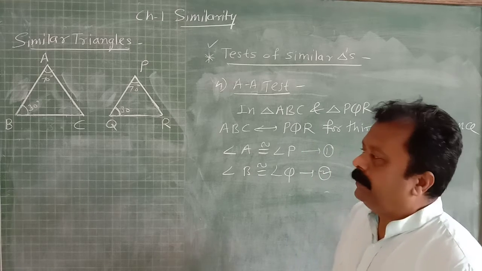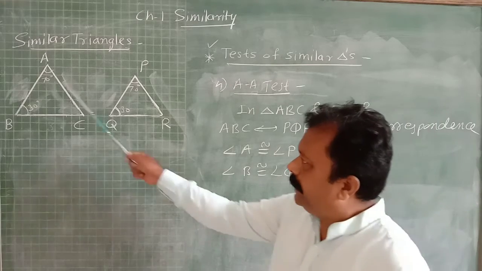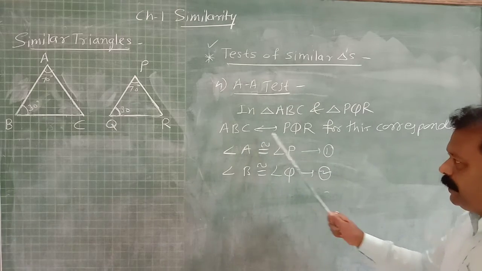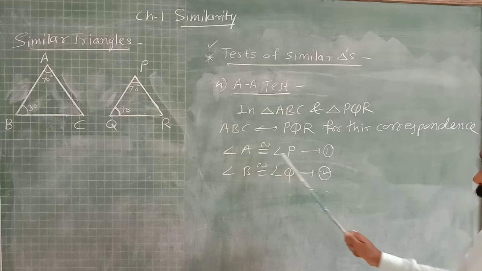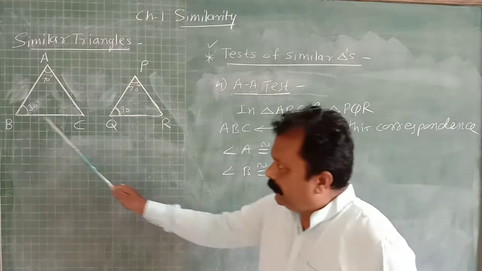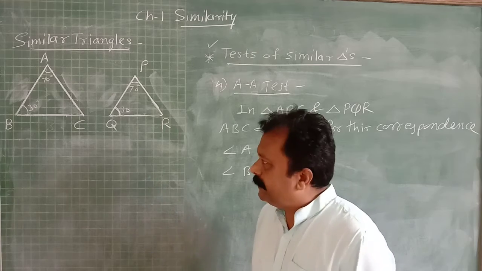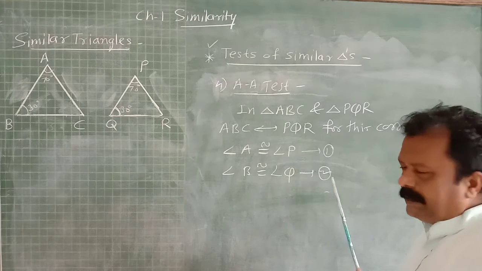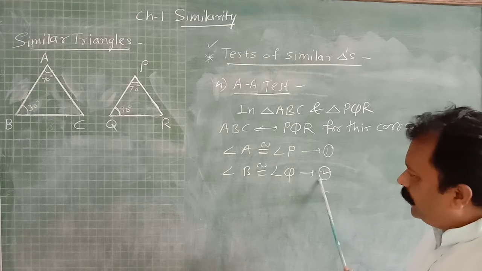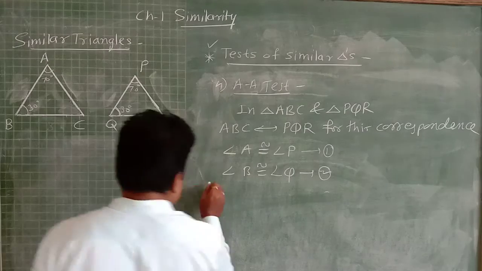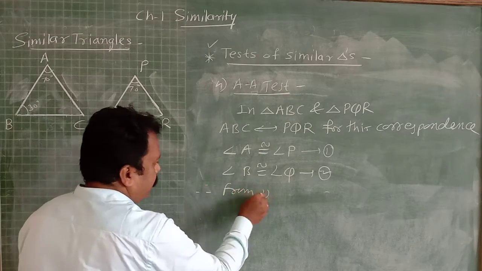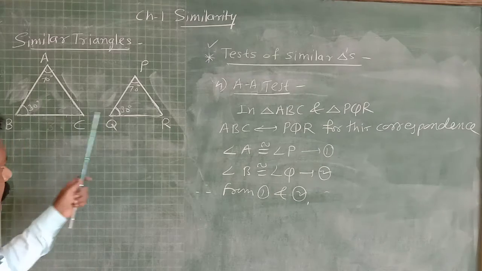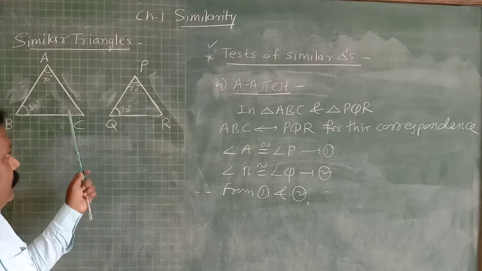This is our statement. Now, what is given? Angle A is 70 degrees, angle P is 70 degrees. In triangle ABC and triangle PQR, ABC corresponds to PQR for this correspondence, angle A is congruent to angle P. This is equation number 1. Now angle B and Q are both the same, 30 degrees. So angle B is congruent to angle Q. This is the second equation. Therefore from 1 and 2 we can show it. It is not necessary to use the third equation, angle C congruent to angle R, but here the measures are given.